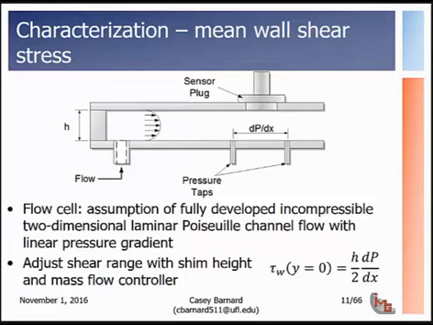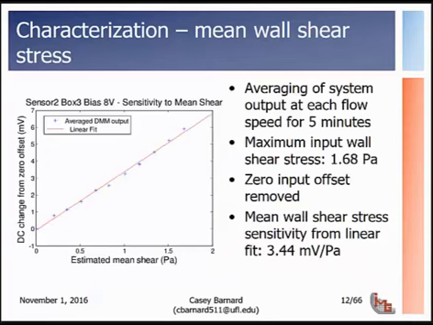Then we can use a mass flow controller to adjust the flow, measure our linear pressure gradient about this sensor, and back it out to an estimate of shear. What the results of that look like, you can see on the x-axis is the estimated mean shear from that simple equation on the last screen, and the DC change from zero offset here on the y. We do a linear fit to this data. We see there's very low residual. We end up with a sensitivity to mean wall shear stress of 3.44 millivolts per Pascal.